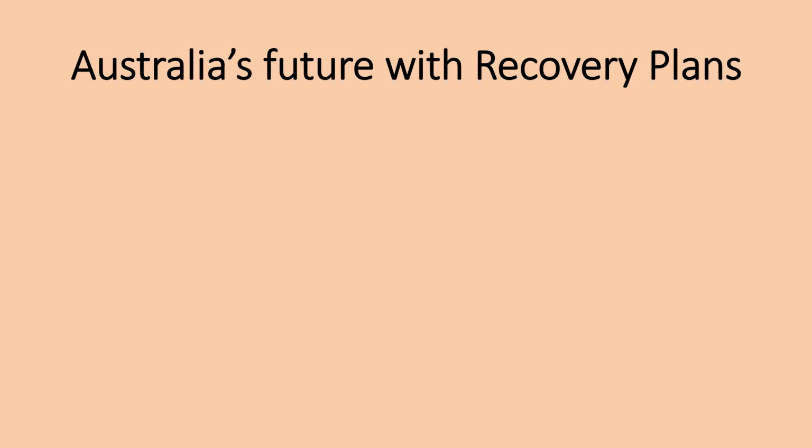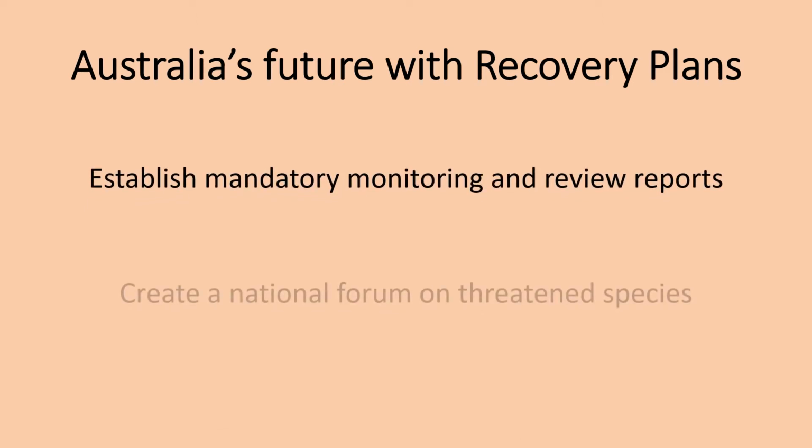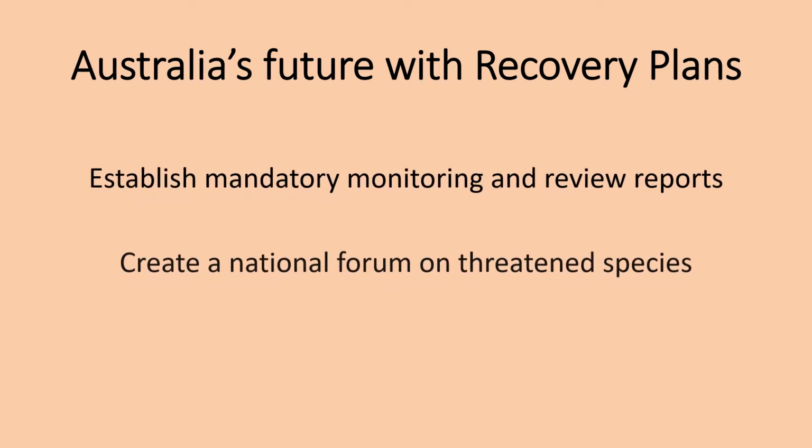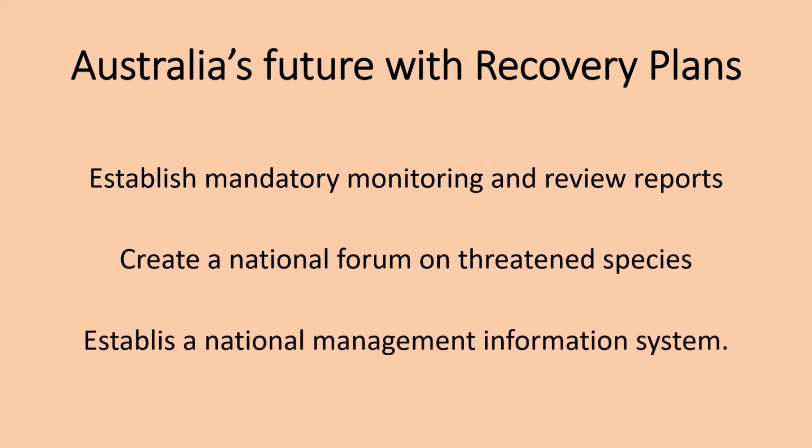So now that we know what's going wrong, what can be done as we move into the future? If Australia wishes to retain its beautifully diverse landscapes and unique flora and fauna, the Commonwealth Government should improve its recovery planning standard by establishing mandatory monitoring and review reports, creating a national forum on threatened species, and establishing a national management information system.